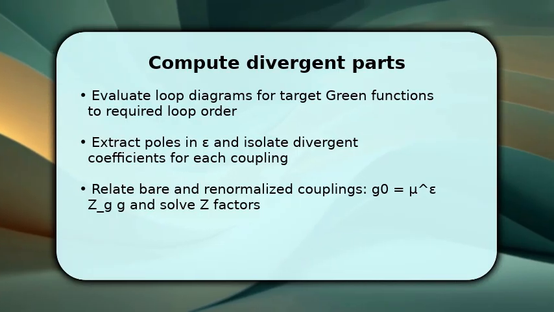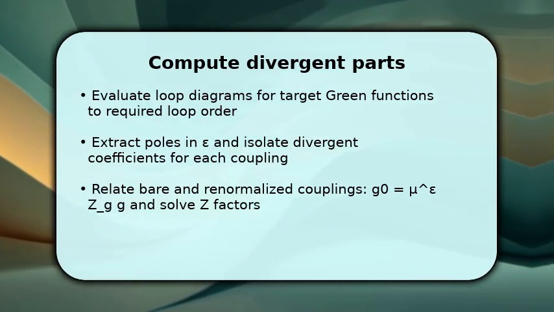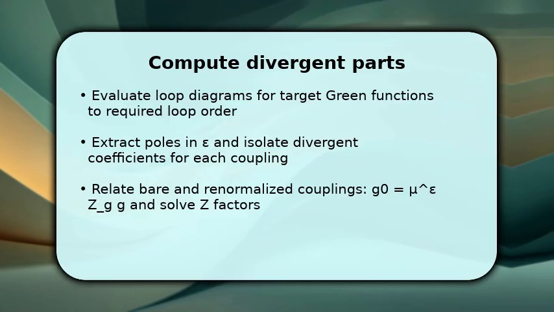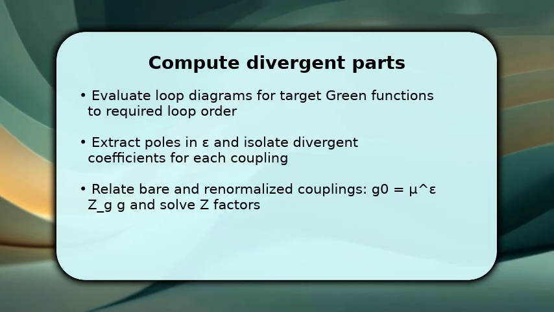Perform integrals, expand in epsilon, and collect 1/epsilon poles. Those coefficients are the key data. Use minimal subtraction or MS-bar to define Z-factors that cancel the poles.